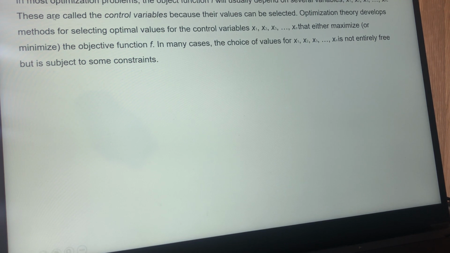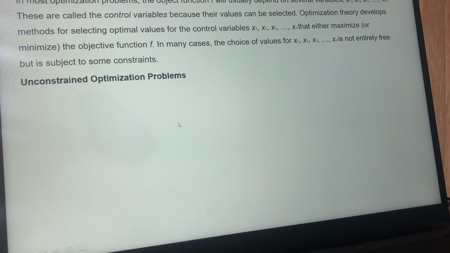Again, for most of the optimization problems, the objective function can depend on several variables, and you know how to check them. And one of the optimization methods we will talk about in this one is unconstrained optimization, the steepest descent method. I will talk about it a little bit later.